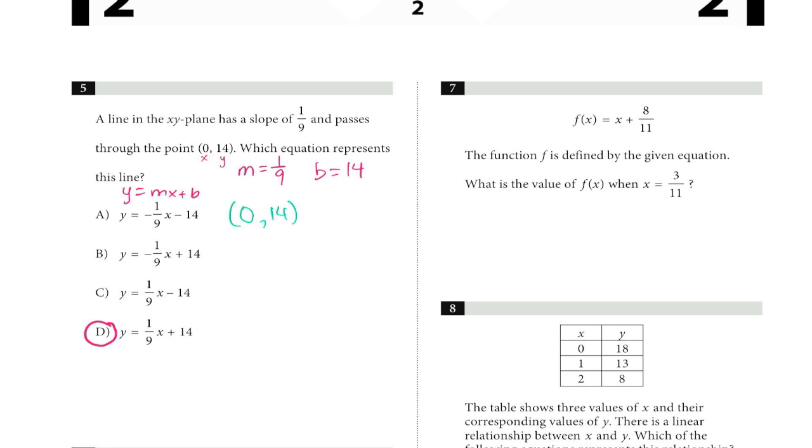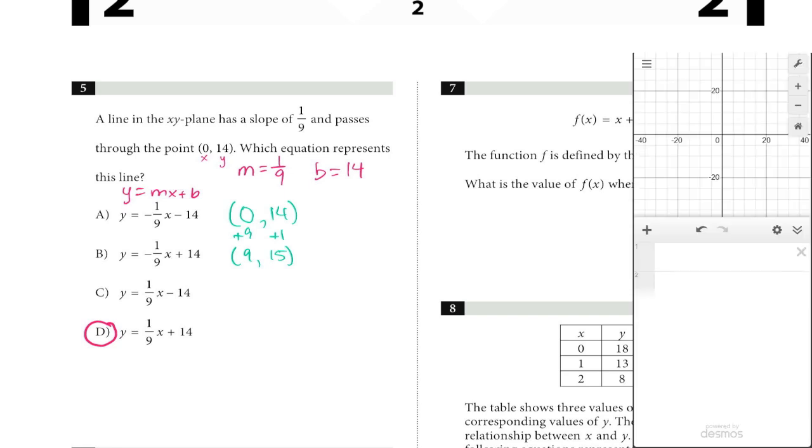Well, having a slope of 1 over 9 means that the y is going to move up 1 or increase by 1, and then x is going to move to the right or increase by 9. So what we can do is just add 1 to the y and add 9 to the x to where now we have a second point. So now that we have 2 points, we can use Desmos to just find the equation of this line.